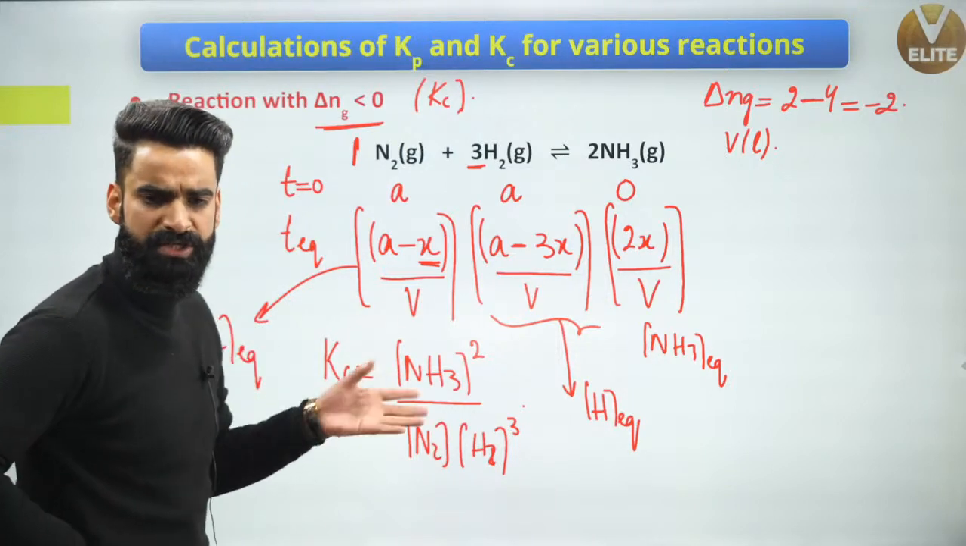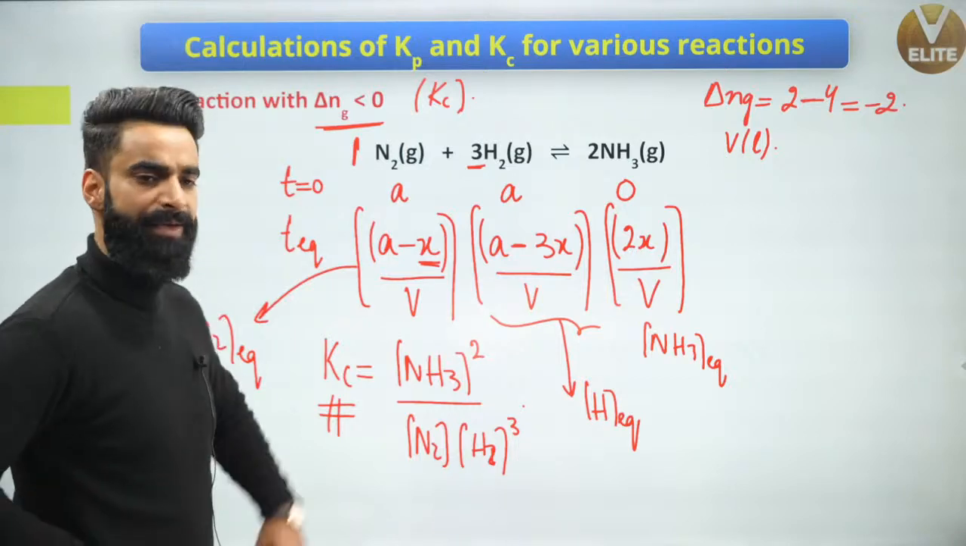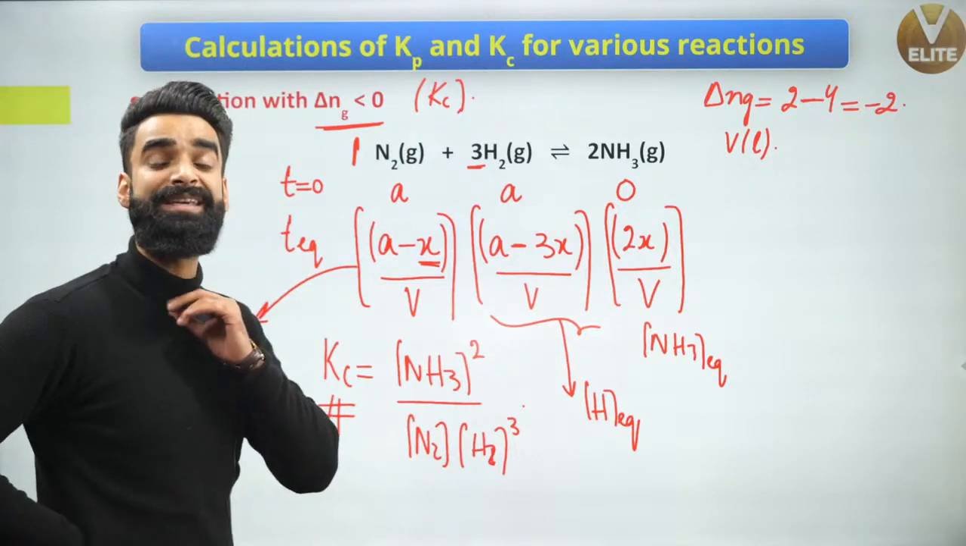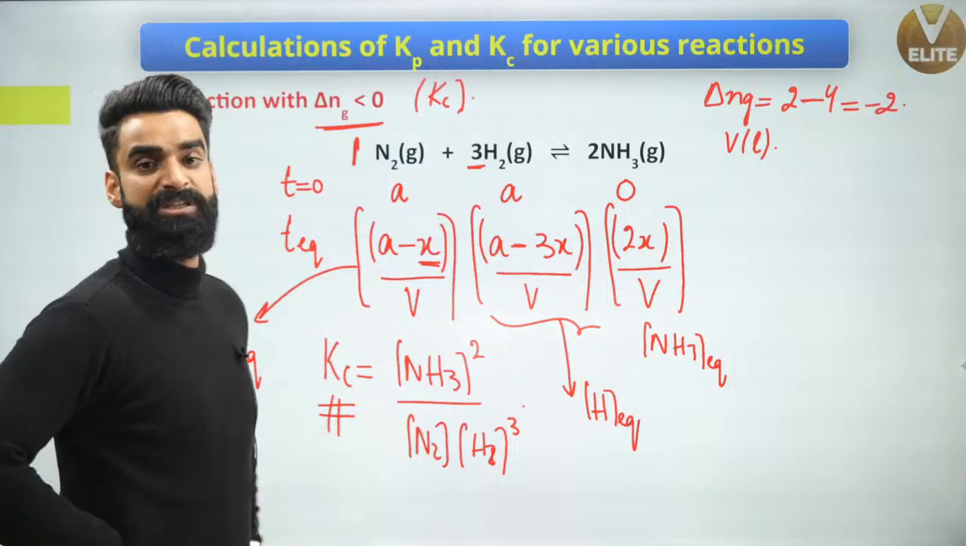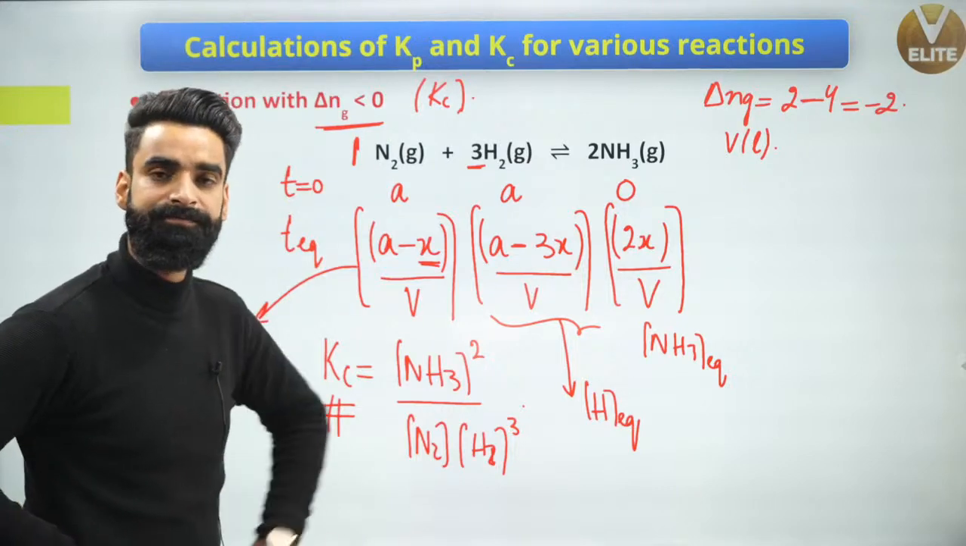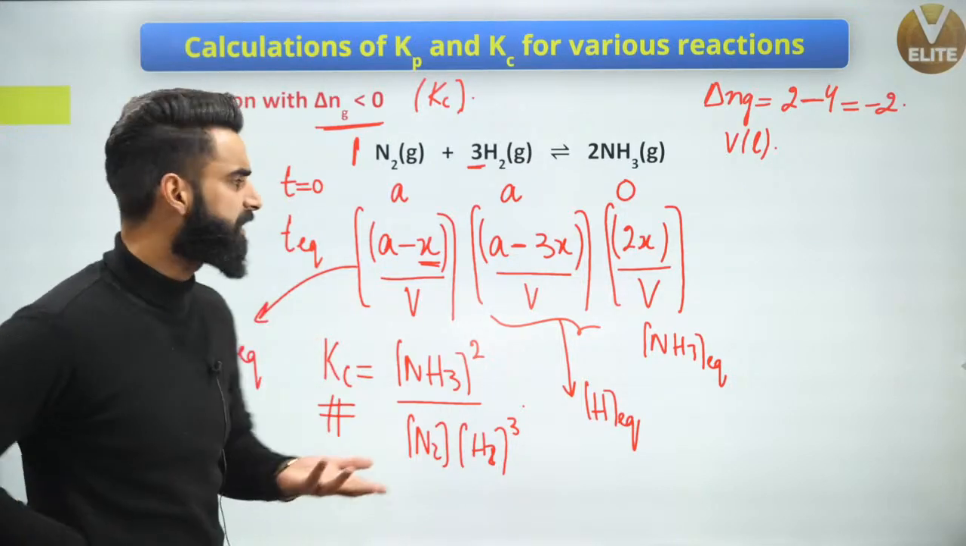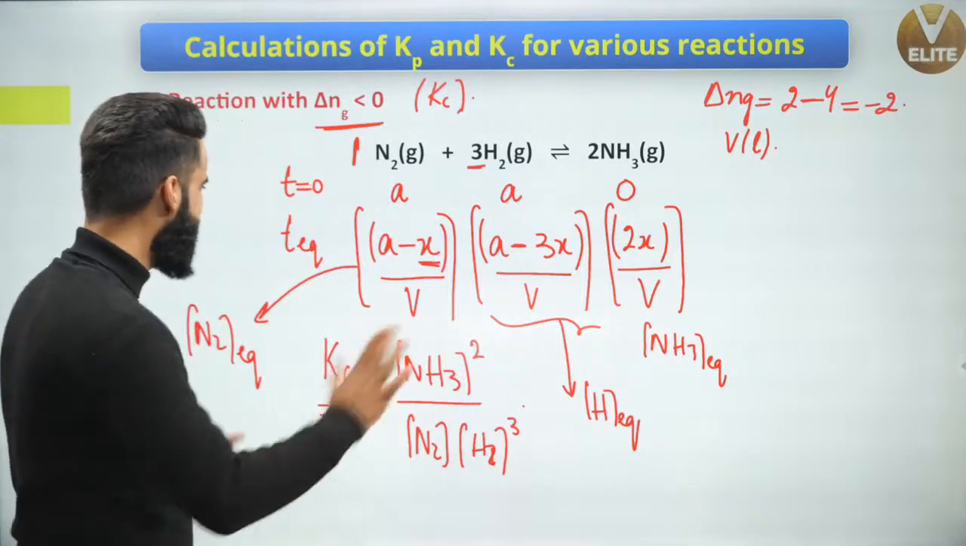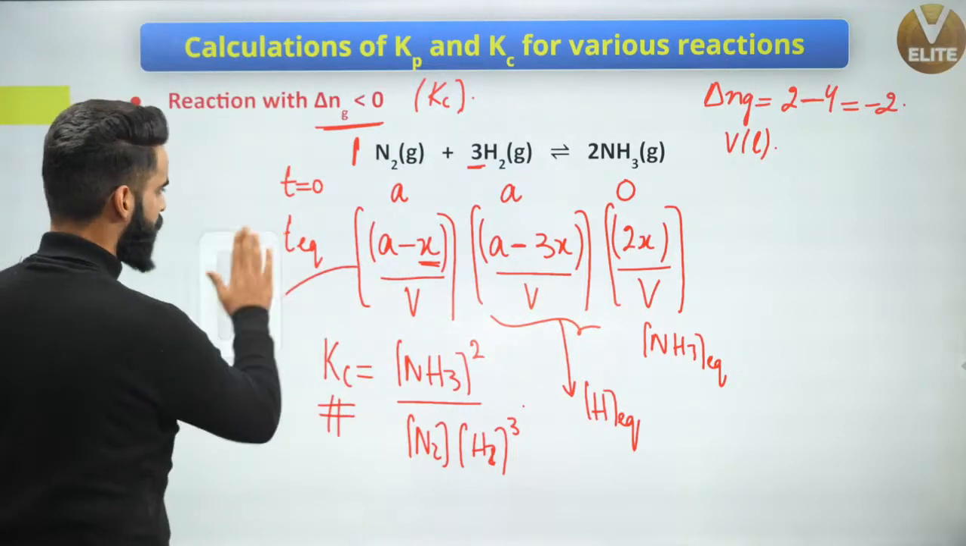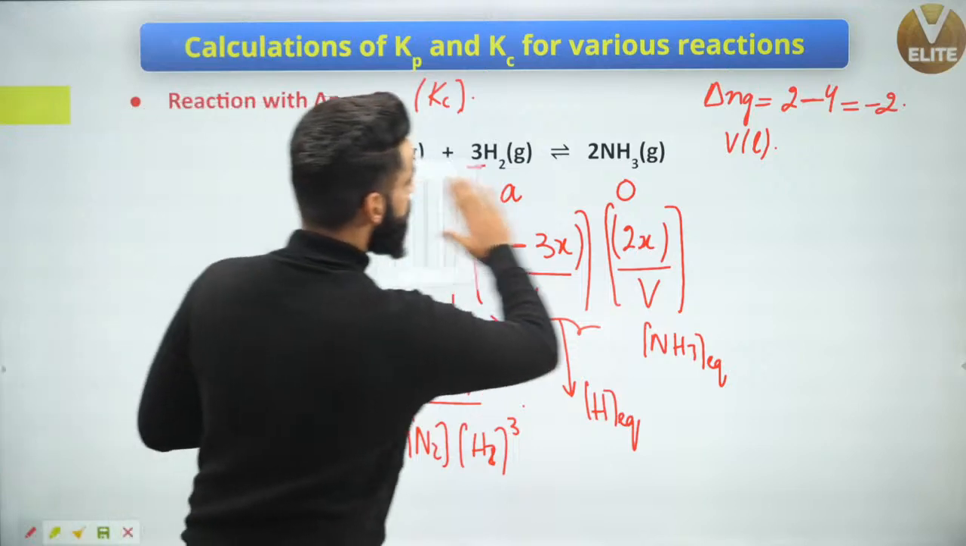Okay. This is the procedure which I'll be following in order to calculate Kc for these sort of reactions which have got delta Ng less than 0. Got it? Now, what about Kp? How do I calculate Kp? Again, the same procedure which you already know.